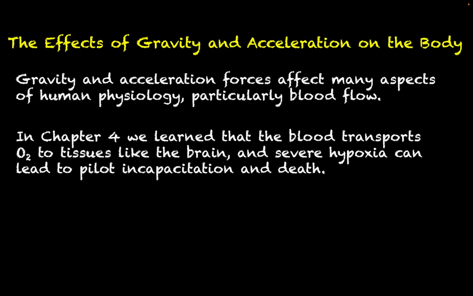Now, if you go back to chapter 4, we certainly learned a lot about oxygen transport in the body, the role that blood flow plays into that. We talked about how blood, one of its major functions is to transport oxygen to tissues like the brain that need that oxygen to make energy for themselves. And we talked about the different kinds of hypoxia and how severe hypoxia can lead to pilot incapacitation and even death.